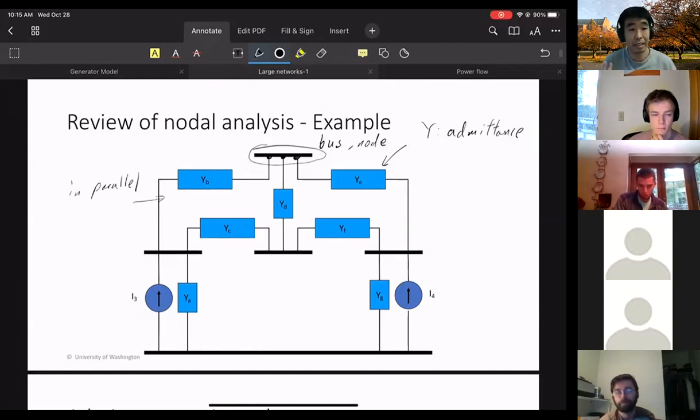Because they're in series, we can just add them, right? We'll just add them already. There's no need to individually look at things in series. But when you have multiple lines connecting different buses, all these things are in parallel. Okay? All these things are in parallel.